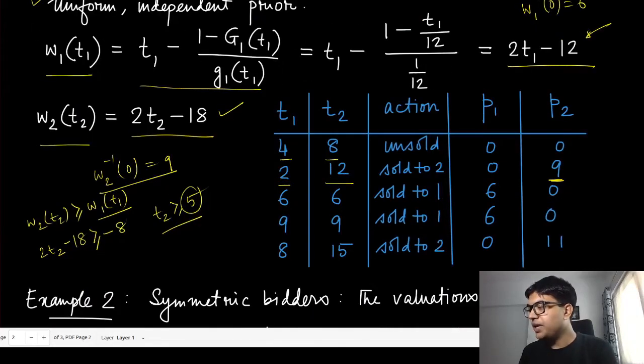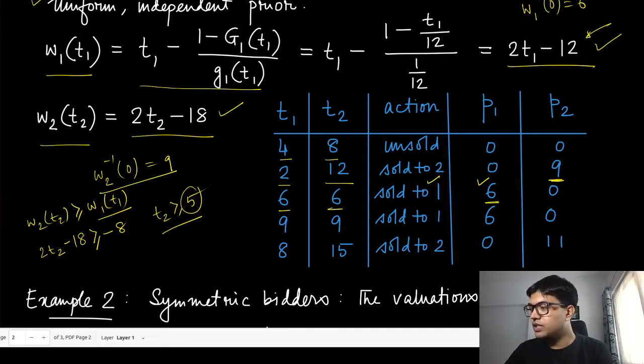Okay, so similarly we can do the calculation for when both these cases are 6. So in this case, this exactly becomes equal to 0, and W2T2 is not crossing the threshold of 0. So therefore the inverse thing happens. It goes to player 1, and this number, which is W1 inverse of 0, becomes the payment for player 1.